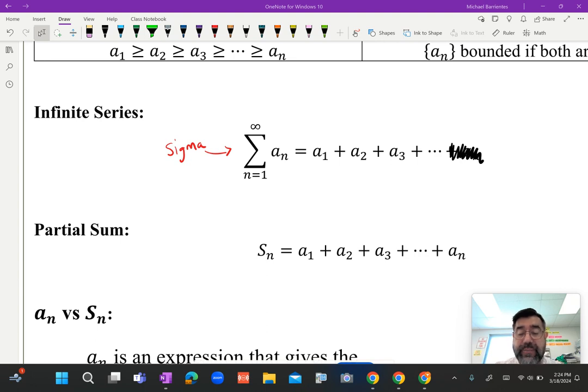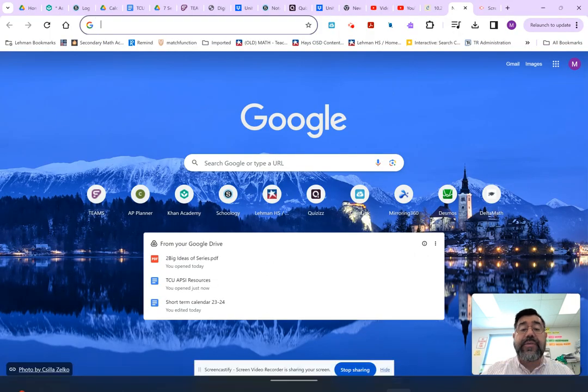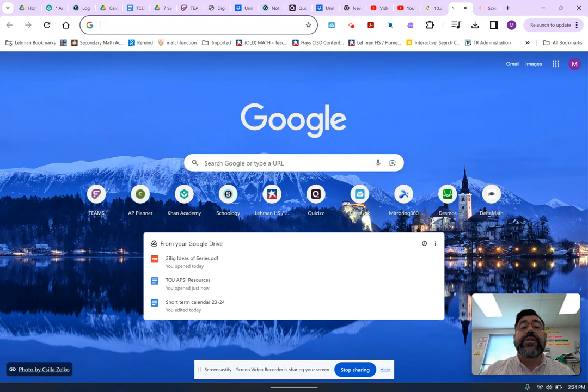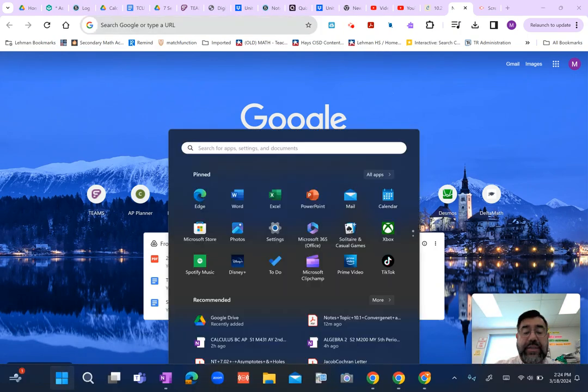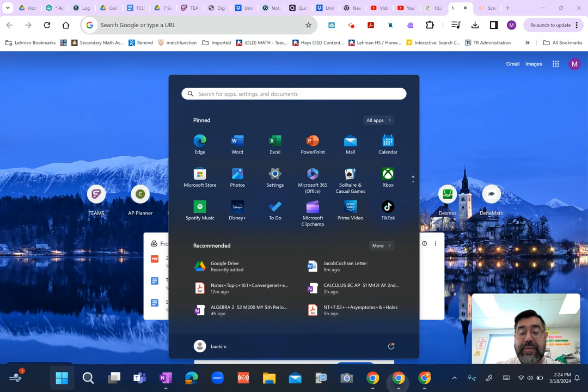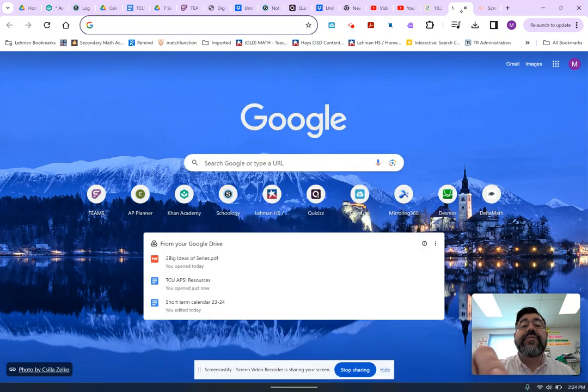let's see if I can bring it up here. Is it this one? Or is it this one? I think it's one of these, but I don't know which one it is.